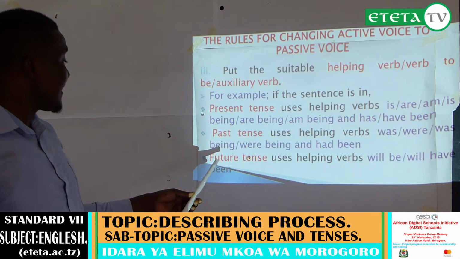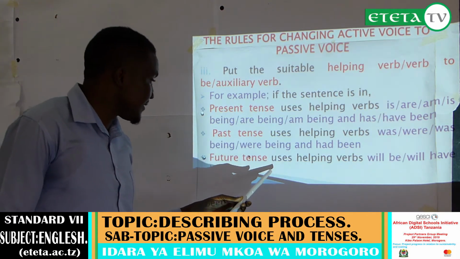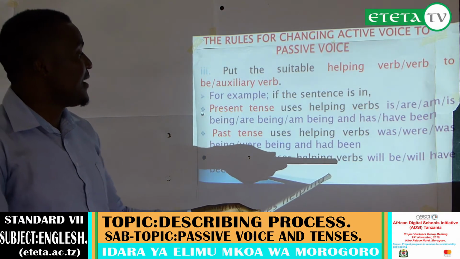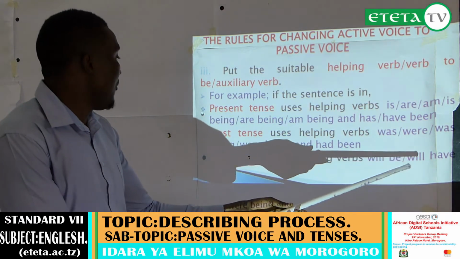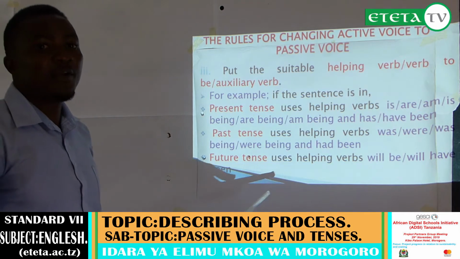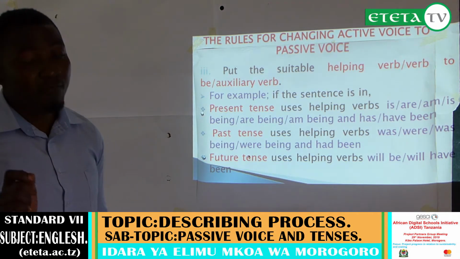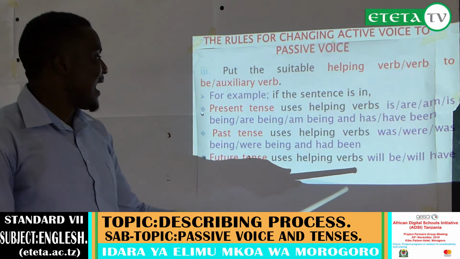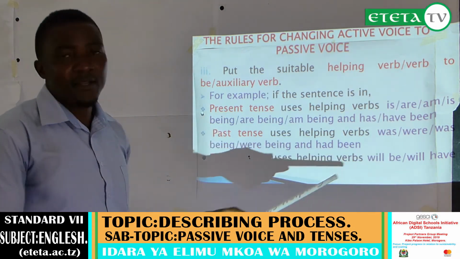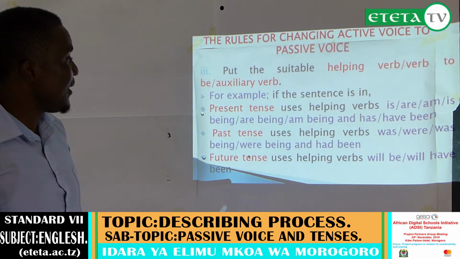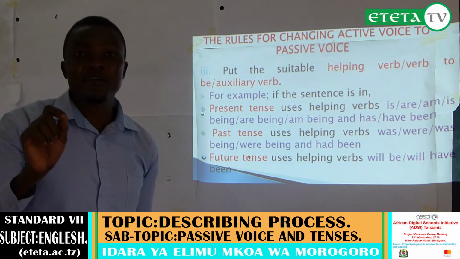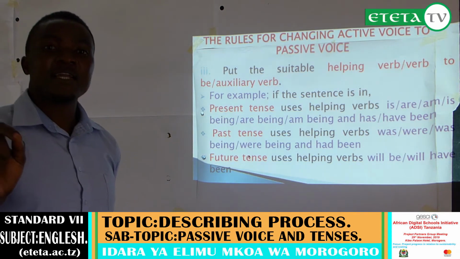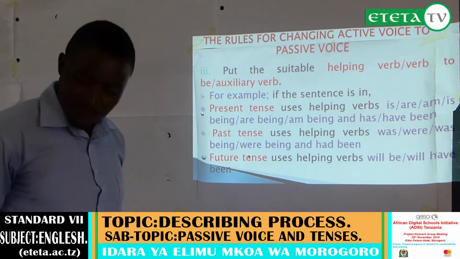Then, if the sentence is in future tense, you have to use the helping verb will be or will have been. Will be or will have been. So these are the two helping verbs which are used with future tense, especially when changing active voice to passive voice.